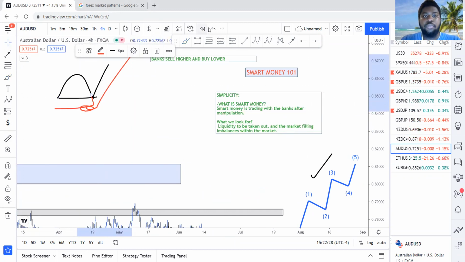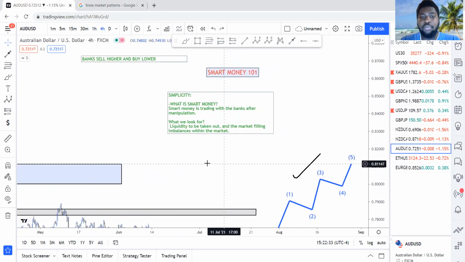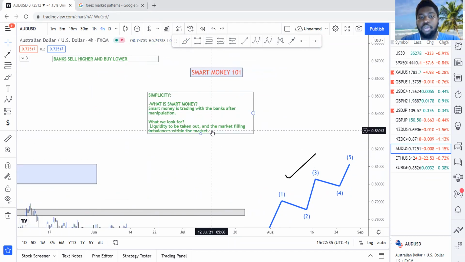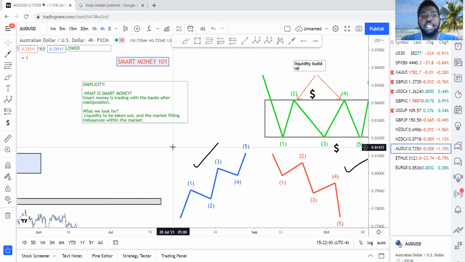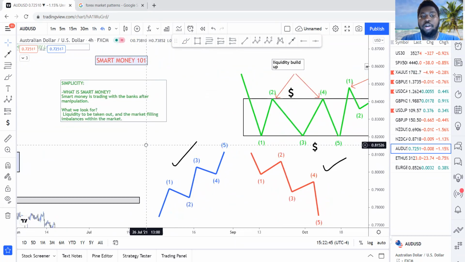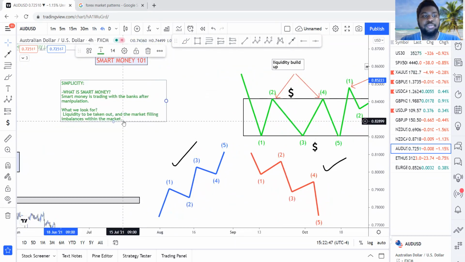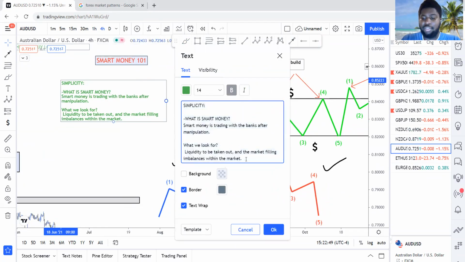So what we're doing is waiting for all that to happen, right? We're looking for the liquidity to be taken out and the market filling imbalances within the market. I've got to correct this. Sorry about that, guys. All right, so you guys can have that as a screenshot.